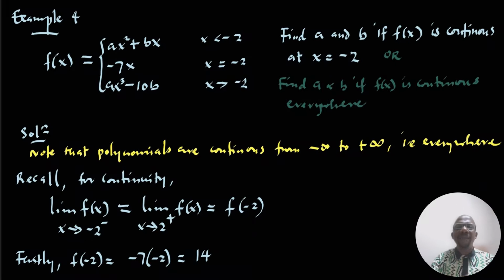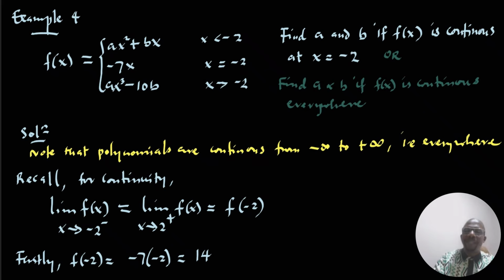Look at that, f of x equals a x squared plus b x, where x is less than minus 2; minus 7x when x equals minus 2; and a x cubed minus 10b when x is greater than minus 2. Find a and b if f of x is continuous at x equals minus 2. Or, in other words, find a and b so that it is continuous everywhere, from minus infinity to positive infinity.